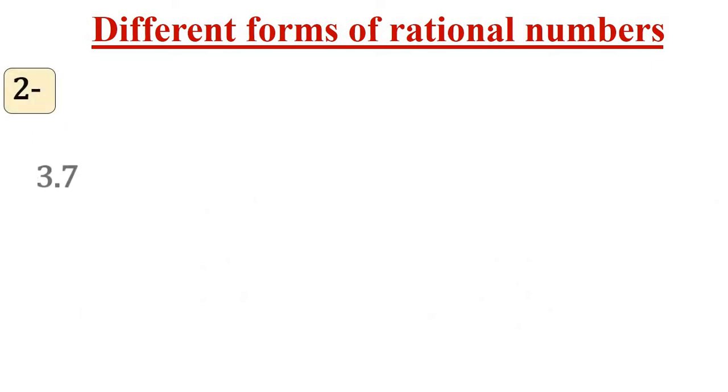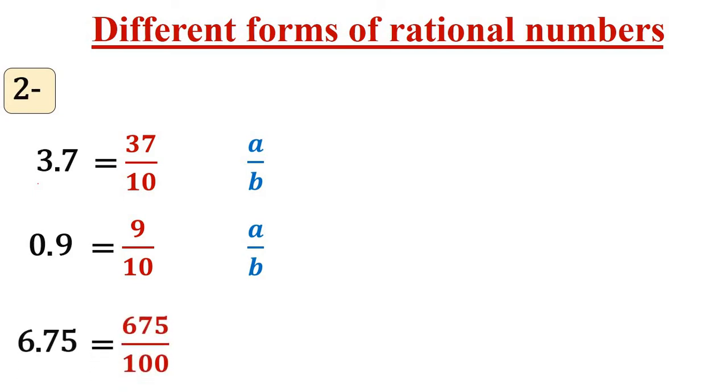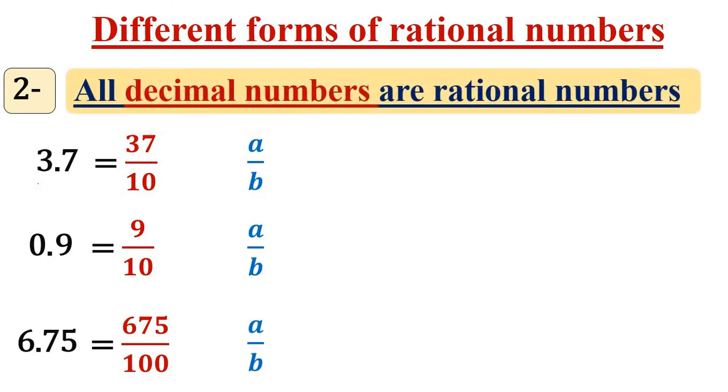Example number 2. The 3.7, we need to write it in the form a over b. So 3.7 will be 37 over 10. It's in the form a over b. 0.9 in the form a over b equals 9 over 10. So it's in the form a over b. 6.75 equals 675 over 100, and simplify it on your calculator. It will be in the form a over b also. So we can say all decimal numbers are rational numbers.